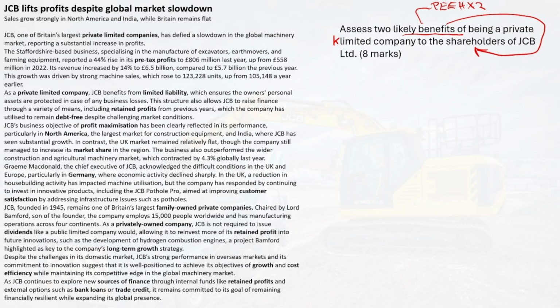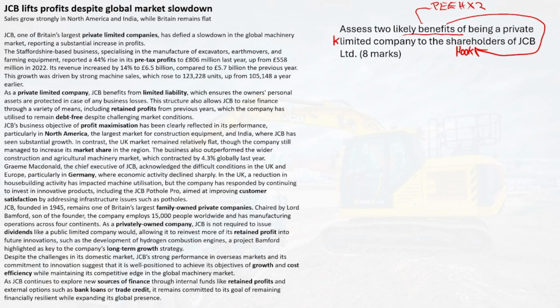Top tip, kids, read the question and identify the hook. So I'm going to write hook next to this, so I can remember, and then when I start writing my answer, I'm going to start with a good definition of private limited company. Now, it's really important at this stage that we identify the aims of the company in some ways, or in this case, the aims of the shareholder.